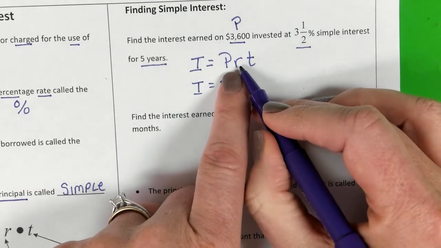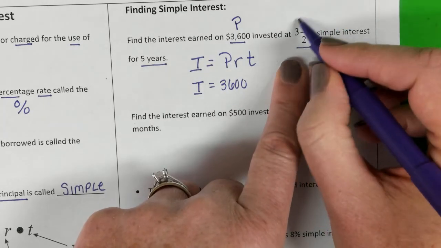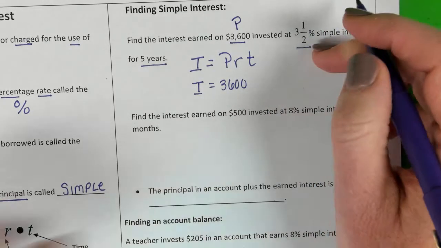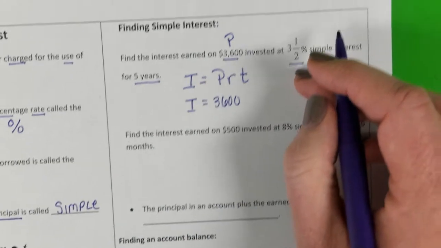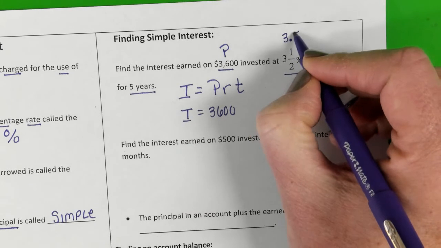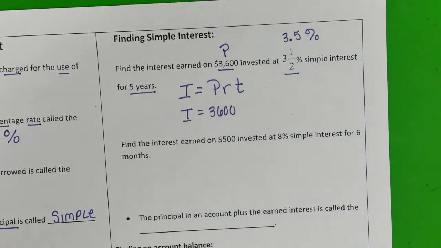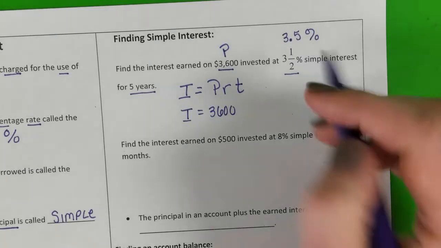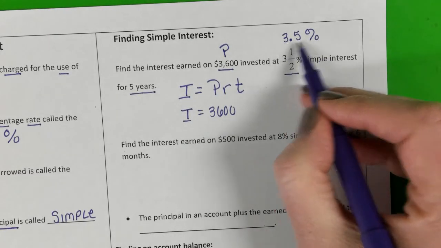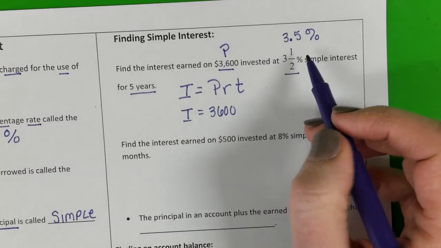The rate, the R, here is our interest rate. But what I want you to notice is this is a percent. And remember, we have to change this to a decimal. So the first thing I'm going to do is write this as 3.5%. Now you're probably thinking, Miss Adams, that's a decimal, we're done. But this is not. This is a decimal that's a percent. So this is still being stated in a percent.